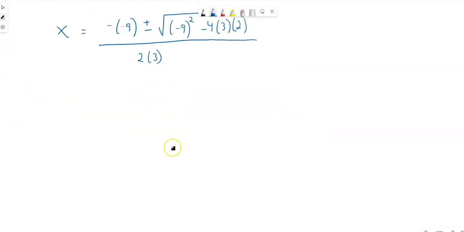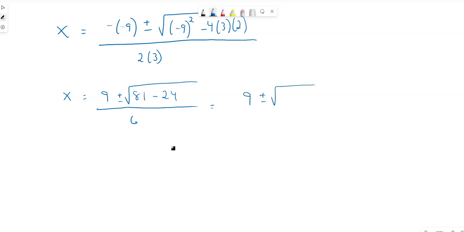All right, let's spend some time simplifying this. Opposite 9 is 9. Negative 9 squared is 81. 4 times 3 is 12. 12 times 2 is 24. 2 times 3 on the bottom is 6. So I get 9 plus minus the square root of 57 over 6. And at this point, there's nothing else I can do with this.